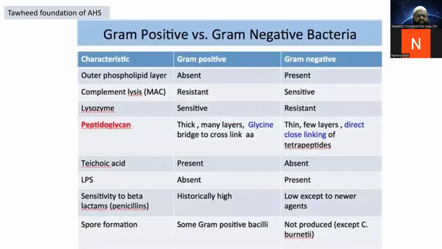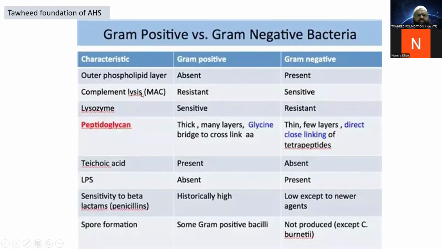So now, characteristics of gram-positive and gram-negative bacteria. Outer phospholipid layer: gram-negative bacteria have an outer membrane rich in phospholipids and LPS, which is lipopolysaccharide. This outer phospholipid layer acts as a barrier to certain substances, including some antibiotics, whereas gram-positive bacteria lack this outer phospholipid membrane. Their cell wall is thick and mainly composed of peptidoglycan.